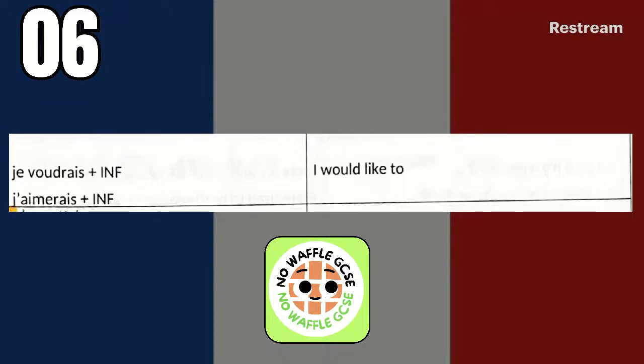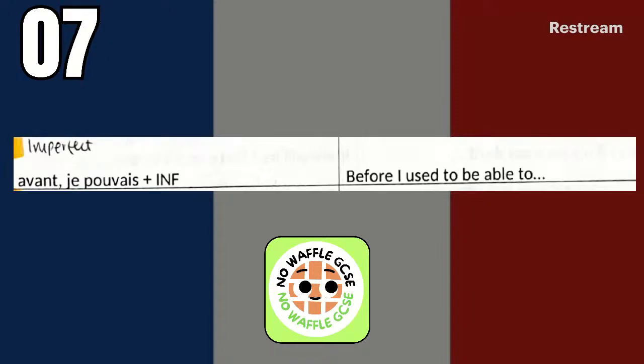Number 6, je voudrais or j'aimerais plus infinitive. So I would like to. It's just 2 different ways of saying I would like to, and it's using another tense, which is another way of getting those top marks. We'll go through the grade 9 responses and show how an examiner actually marks it. They look at the tenses, they look at the grammar, they try to avoid looking at the mistakes, but if there are a lot of them, then they'll penalise them.